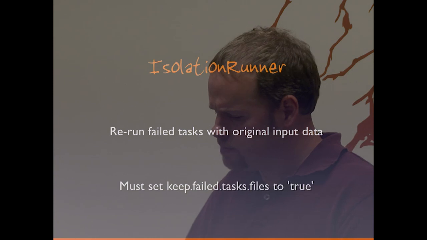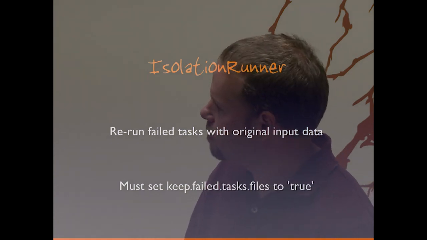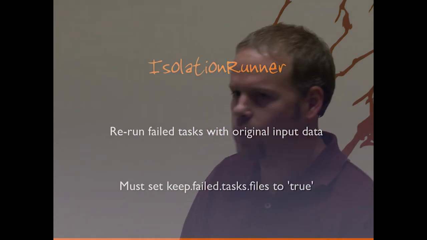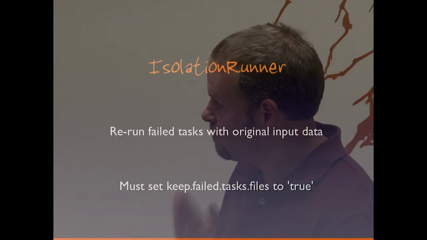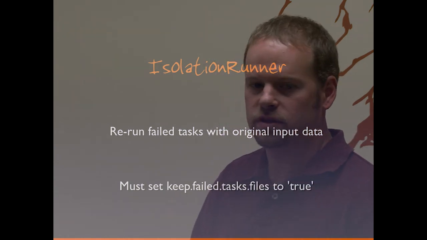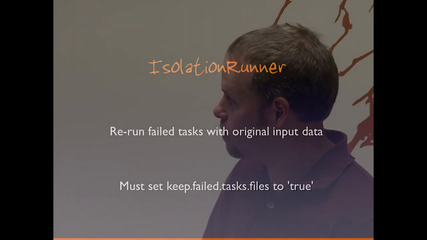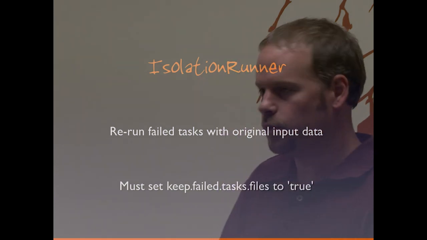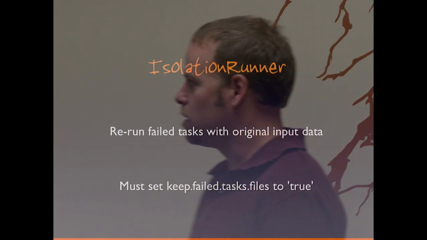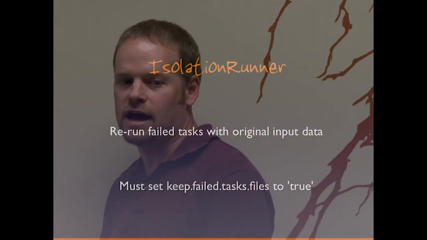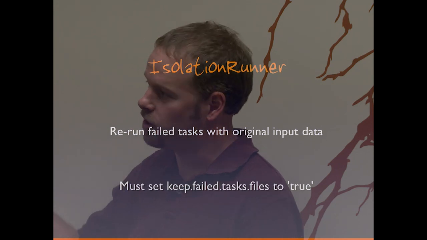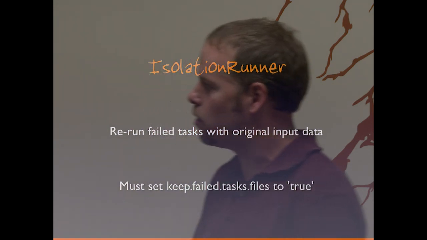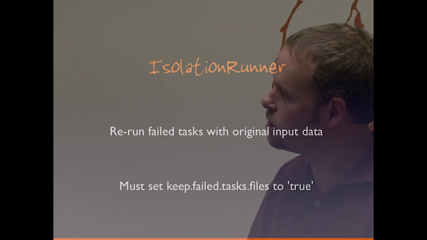Okay. A couple of interesting things that I'm not going to really talk too much about. I found out about this the other night. If you have tasks that are failing on particular bits of input data, one of the things you could use is a thing called an isolation runner. What it would do is save the data around, and it would try to rerun failed tasks with that exact same input data. And you could attach a debugger to that particular thing because it will rerun it on the same node. So that's a case where you could actually do that.